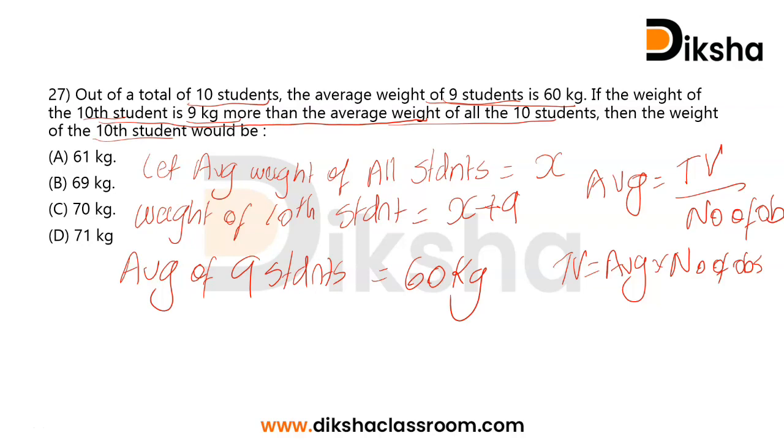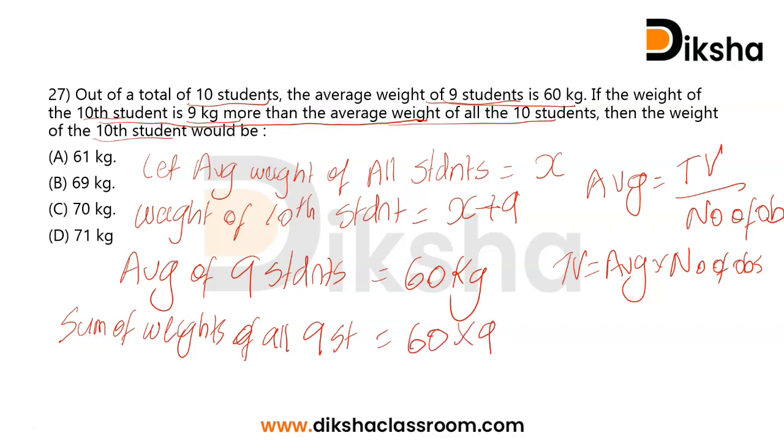So the average of 9 students is 60 kilogram, from which we can say the total value, or the sum of weights of all 9 students, will be equal to 60 into 9. Average is 60 and the number is 9. So we have the sum of weights of 9 students as 540 kilogram. I hope you are clear.